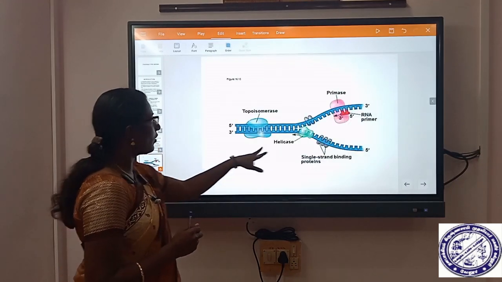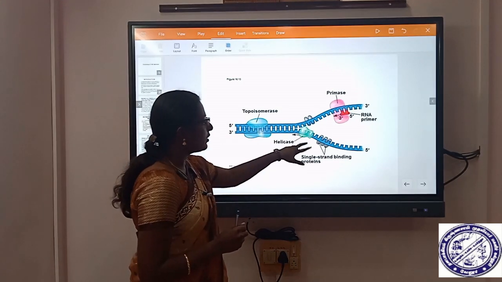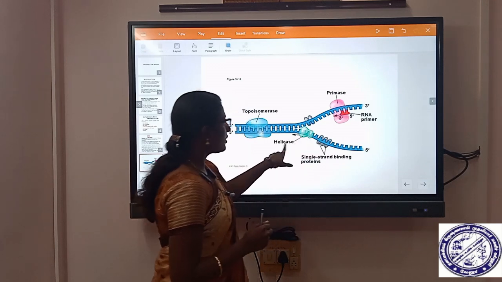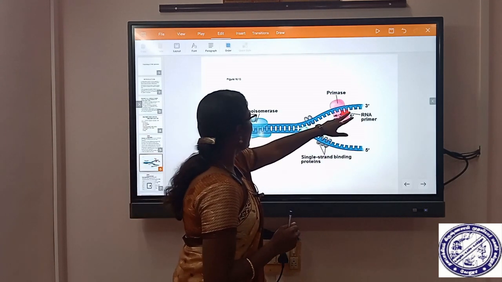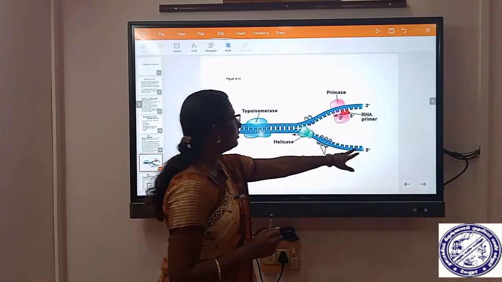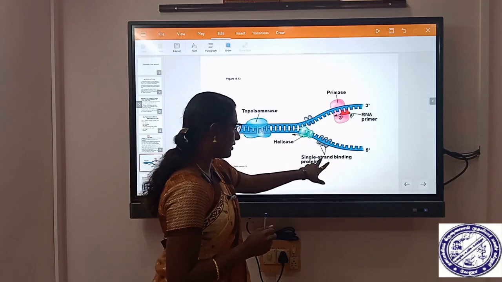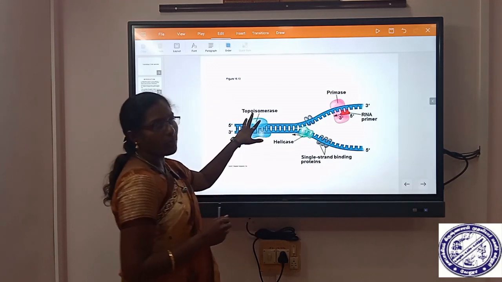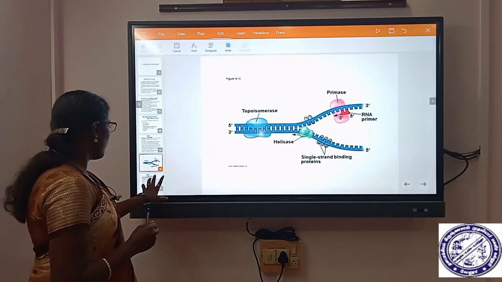This is the structure of DNA replication. Here the helicase is used to separate the strands, with the 3' to 5' and 5' to 3' orientations. It works together with primase, single strand binding protein and topoisomerase. This is the structure of the DNA replication.